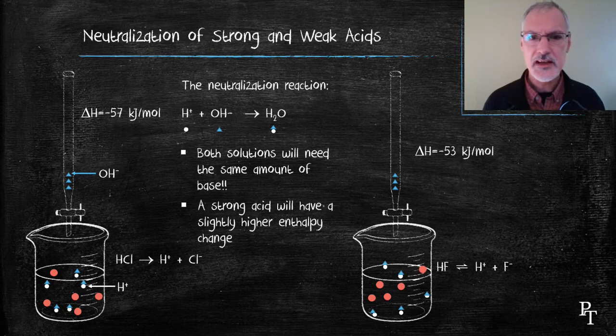Strong acids will have a slightly higher enthalpy change. The reason for that comes from our knowledge of bonds breaking and bonds forming. In a neutralization reaction, we're forming bonds. The hydrogen and the hydroxide join together and release energy, usually in the order of about minus 57 kilojoules. In the case of a weak acid, some of that energy is needed to break apart the bond between the hydrogen and the fluorine. So in this case, you get a slightly less exothermic reaction because you need to use some energy to break apart that bond.